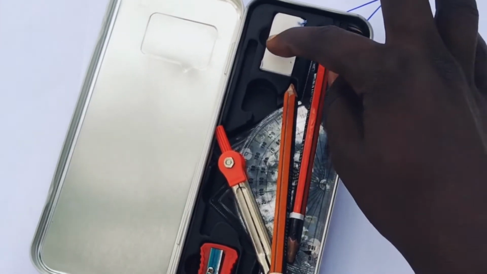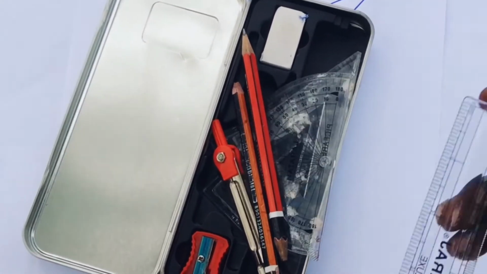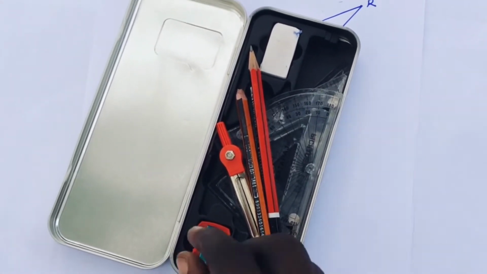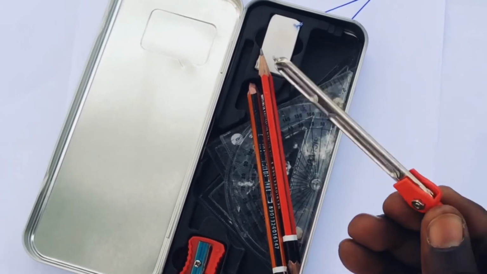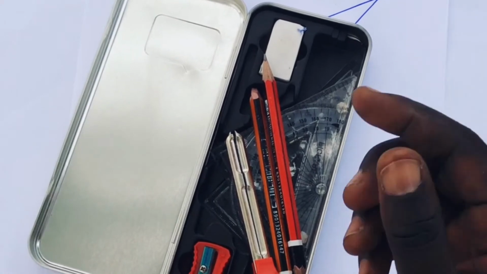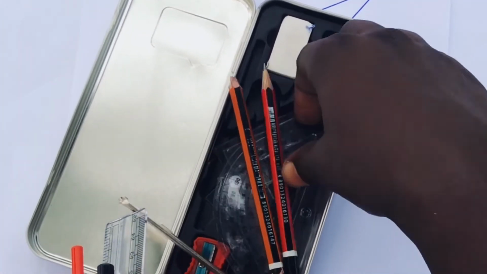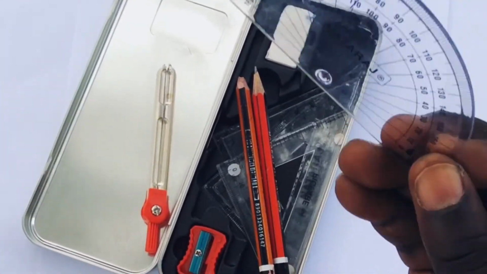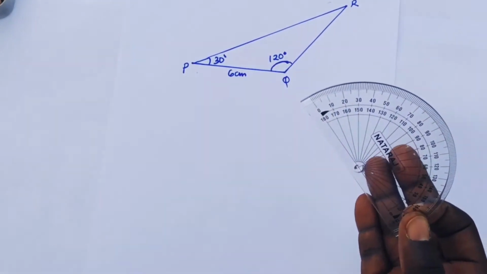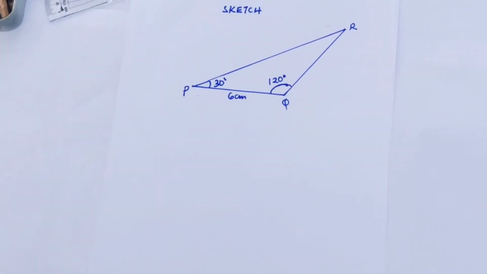You need to have a sharpener, a rubber just in case, but I don't encourage rubbers. You need to be accurate enough and avoid rubbing, because you need to produce neat work. A divider is also around for checking and getting measurements in case you need. We shall see how to use it. We shall also need this. I know some of you have forgotten because of the lockdown, but this is a protractor, so we shall need it to confirm our angles.